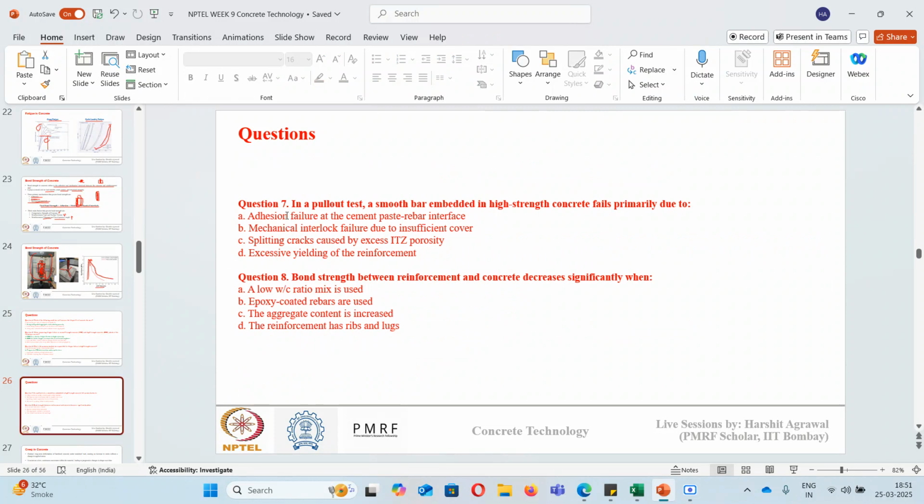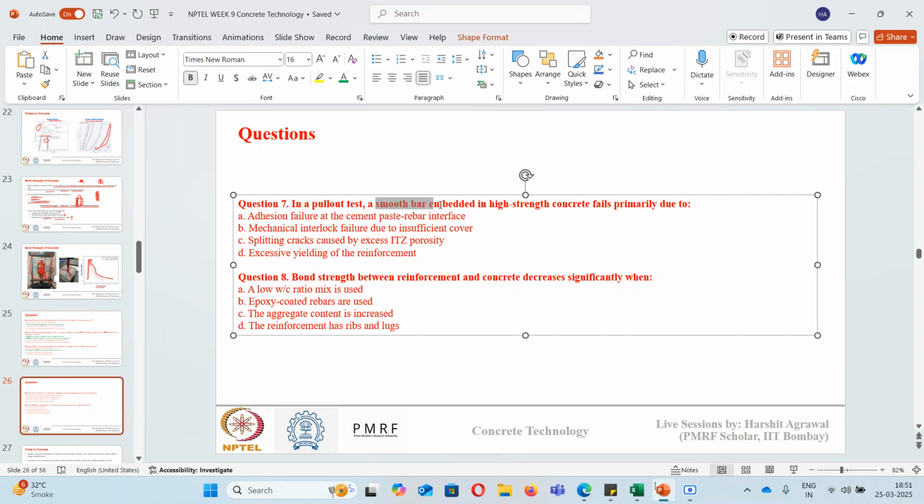Now, question number 7. This is related to bond strength. In a pull-out test, a smooth rebar embedded in high strength concrete fails primarily due to. So I have a smooth rebar embedded in a high strength concrete.